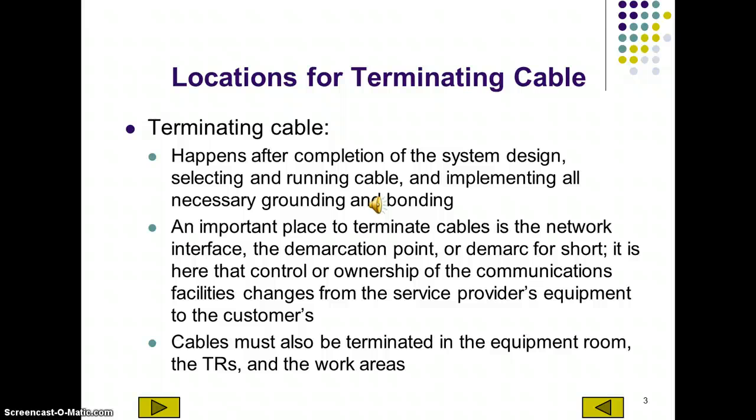The external provider is responsible for the cable coming into the facility and up to the point of demarcation. At that point, the responsibility for the cabling transitions to that of the business or campus. So this is, again, just commonly referred to as the demarc point.